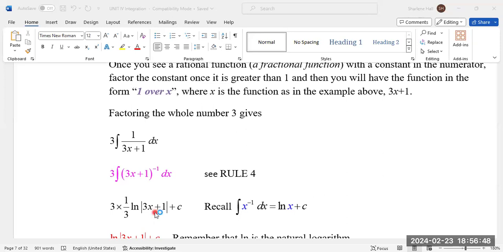And like the power rule, we need to differentiate what is inside the parentheses, and then multiply by the reciprocal. The differential of what is in the parentheses is going to be 3, because when I differentiate 3x, I get 3. And I'm going to reciprocate 3. So 3 now becomes 1 over 3.